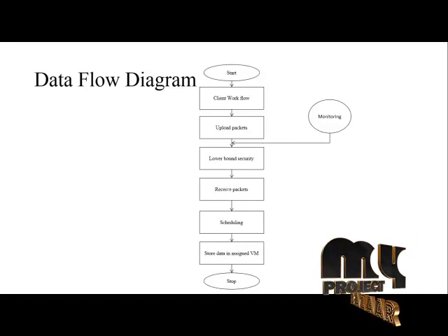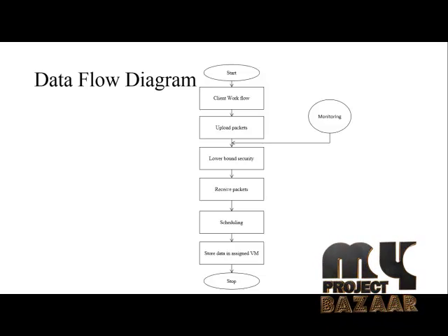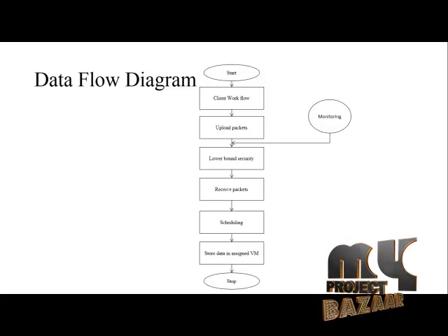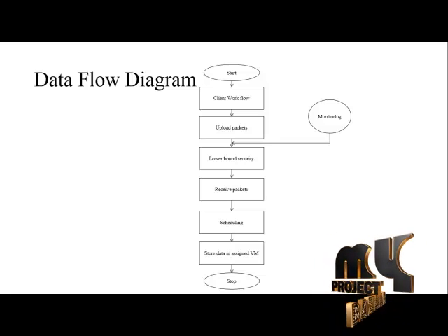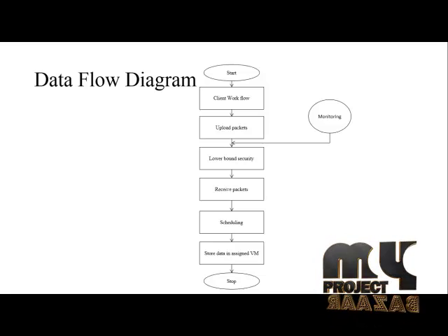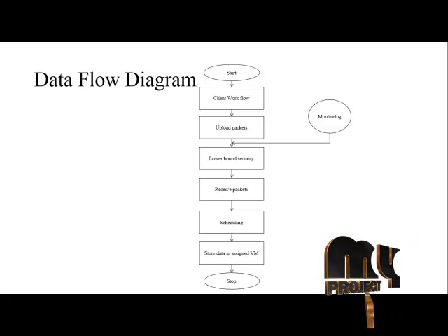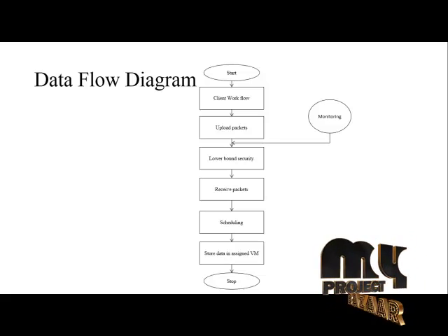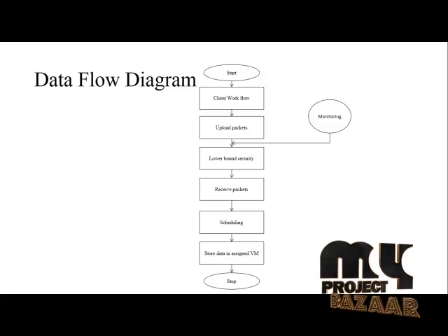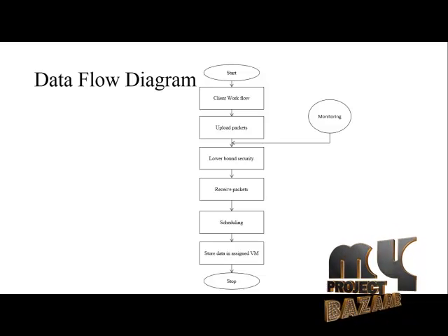First, start the program and follow the client's workflow. Client's workflow means they select the data and send it to the clouds. After selecting the data, the client uploads the packets to the server over the internet network, and they send it to the lower bound security. Lower bound security means that after uploading, we split the data into different packets and monitor the data for lower bound security.